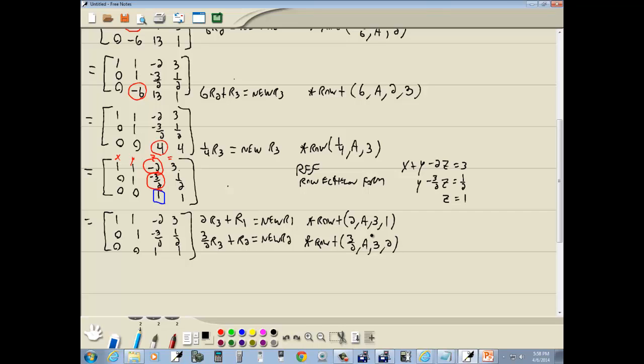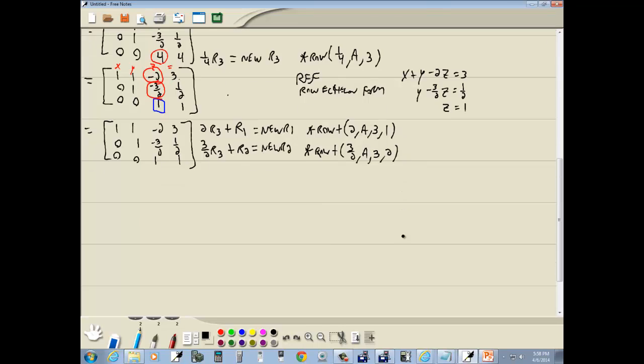Okay. Let's see what we get. 0, 0, 1, 1. 3/2 times row 3, and then add to row 2. 3/2 times 0, 0 plus 0, 0. 3/2 times 0, 0 plus 1 is 1. 3/2 times 1 is 3/2 plus negative 3/2 is 0. 3/2 times 1 is 3/2 plus 1/2 is 4/2 or 2.